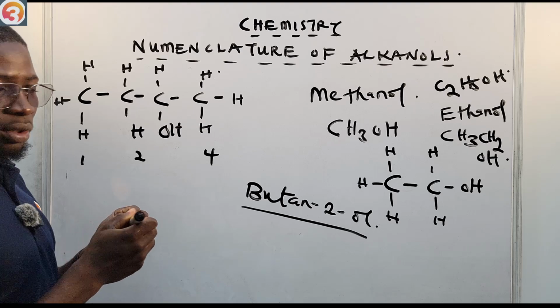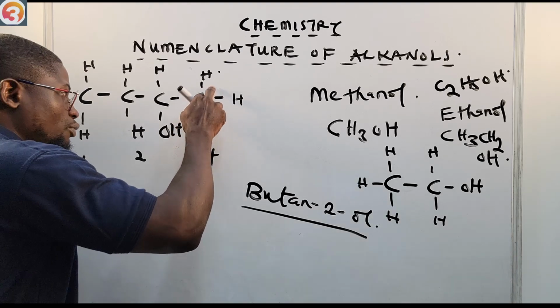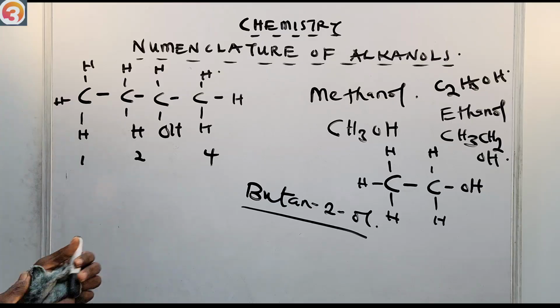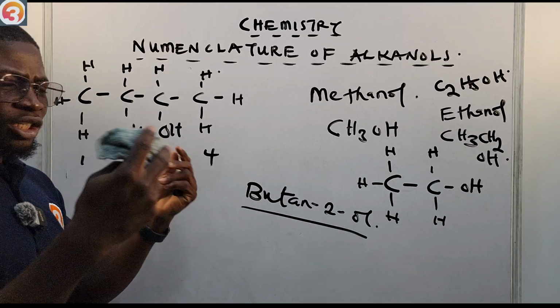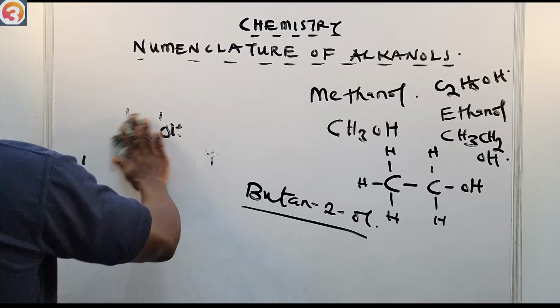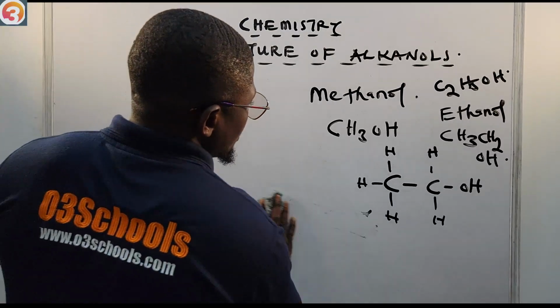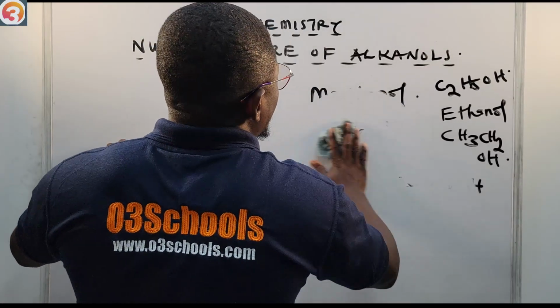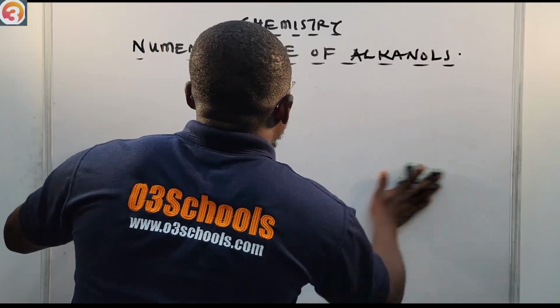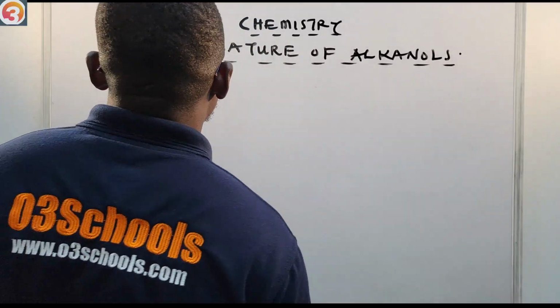It will still be butan-2-ol, because if you number from here to here, this will be 1, this will be 2, so it is still on the 2nd carbon. Please take note of all those little differences. So let us take this a step further. We have seen methanol, ethanol, propan-1-ol, and butan-2-ol. Let's say we now have a structure like this.